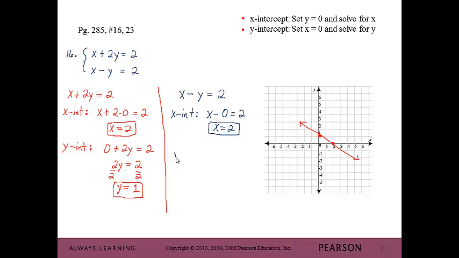And then the y-intercept, we'll have 0 minus y equals 2, which means negative y equals 2. Divide both sides by negative 1. And we have y equals negative 2. So now let's put a point where x is 2 and y is negative 2. And then let's connect our points to make a line.